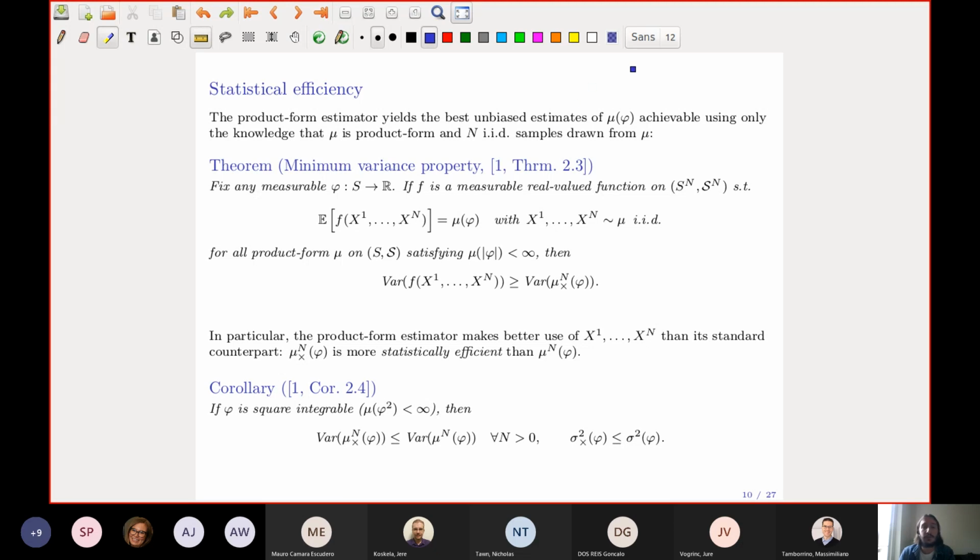So in other words, if I give you n IID samples from a target mu, and I tell you that the target is product form, and I ask you to produce an unbiased estimate of mu phi, the product form estimators give you the best estimate, in terms of variance, that you can possibly produce.